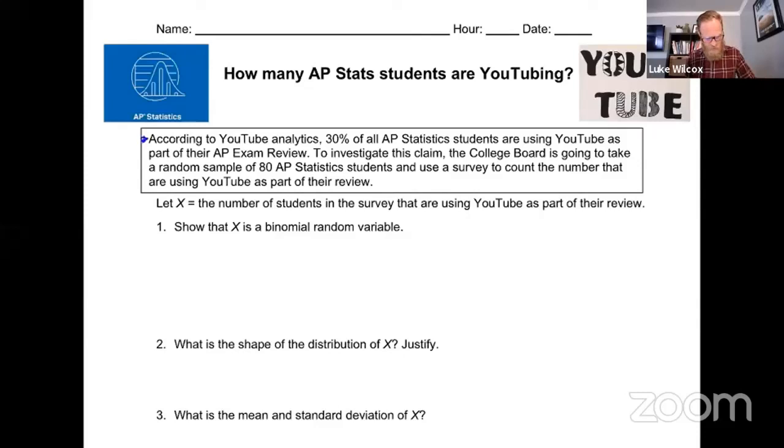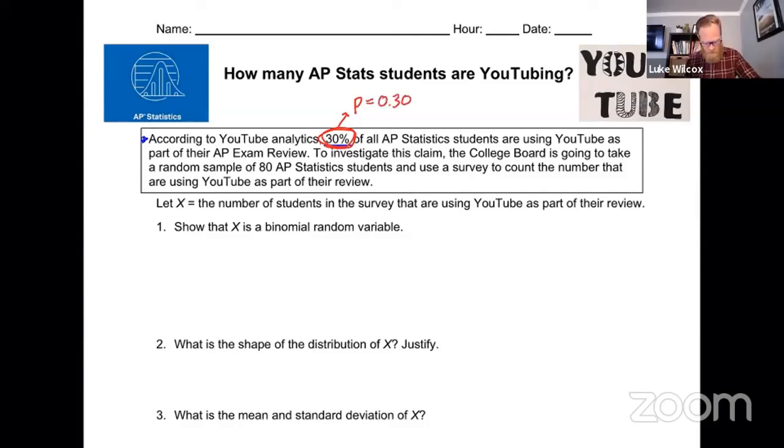It says, according to YouTube Analytics, 30% of all AP Statistics students are using YouTube as part of their AP exam review. Okay, now this number right here, 30%, is a proportion rather than a mean, and it is a proportion that is claimed to be made for the population of all AP Stats students. So if we're being careful about our notation here, we know that it's a proportion, and we know that it's a population proportion, so we should be using p here rather than p hat. And we're going to say that our p is 0.30.